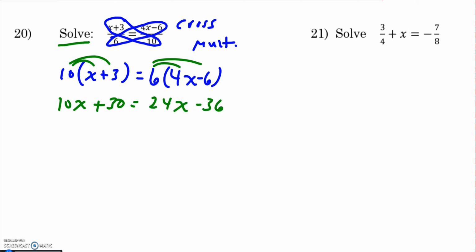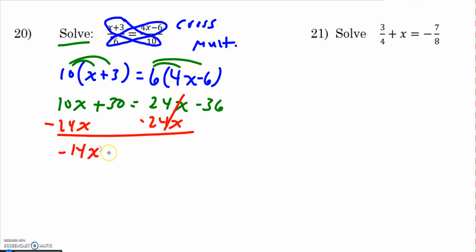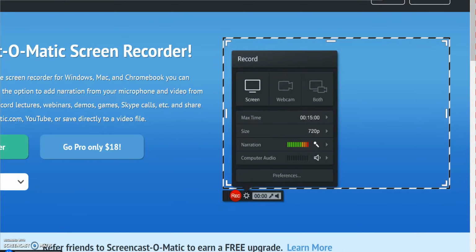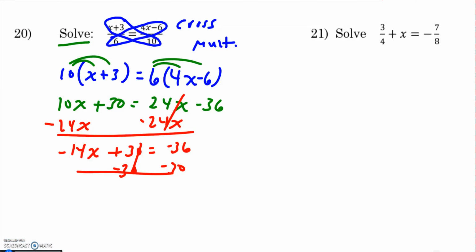So if I want to get my x's together, you can solve it a different way than me, but I'm going to subtract my 24x. And if I do that, I would get negative 14x plus 30 equals negative 36. If I continue to get x alone and subtract 30, I would get negative 14x equals a negative 36 plus negative 30, which is a negative 66.